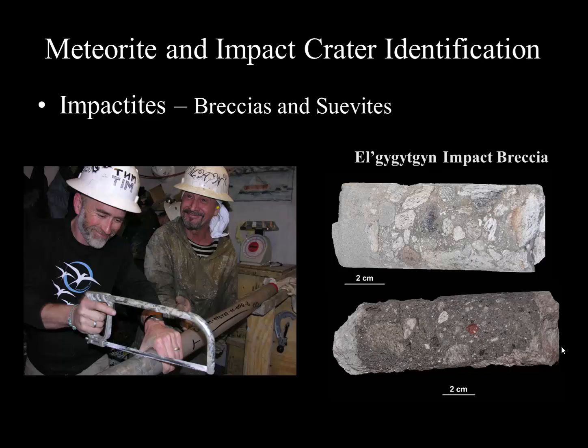Another important feature for impact crater identification is the occurrence of impactites, specifically breccias and suevites. These are rocks that have been crushed and partially melted due to the incredible force of the asteroid impact. Here we can see several samples of impactites from the Lake Elgin crater.